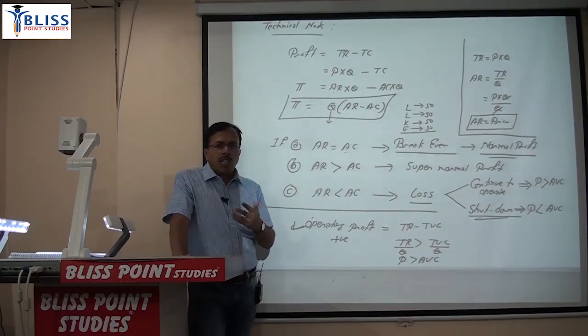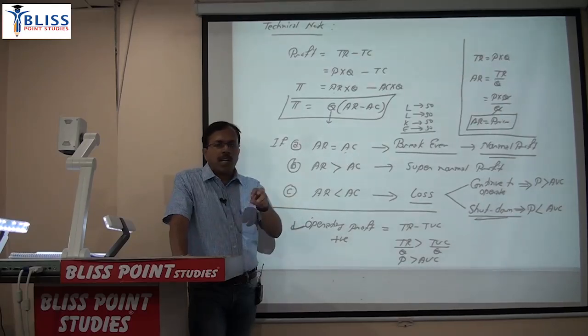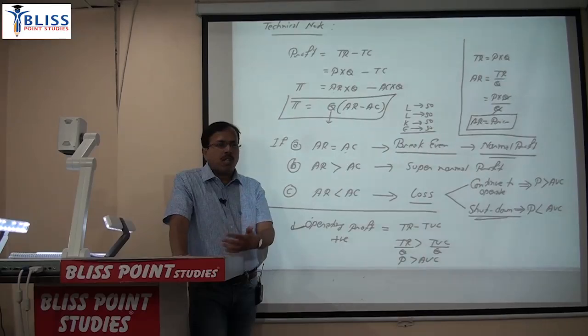Because anyhow, if you shut down the business, you can't avoid the fixed cost. If there will be no class here, I can't avoid the rental cost of here. That is my fixed cost. My decision whether to continue or not does not depend upon the fixed cost, because whether there is class or no class, you have to pay that rent. But whether to continue the class or not depends upon variable cost.